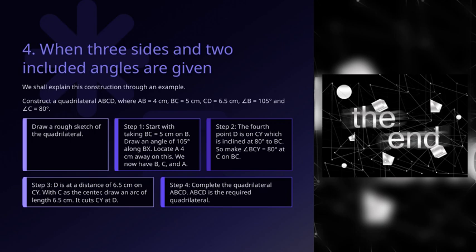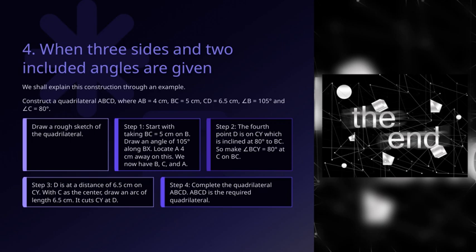Moving to step 2, the point D will be on a line called CY, which is inclined at 80 degrees to BC. To do this, at point C, construct an angle of 80 degrees to BC, ensuring that the line CY makes this angle with BC. Then, in step 3, from C as the center, draw an arc of length 6.5 centimeters, representing the distance CD. This arc will intersect the line CY at point D.